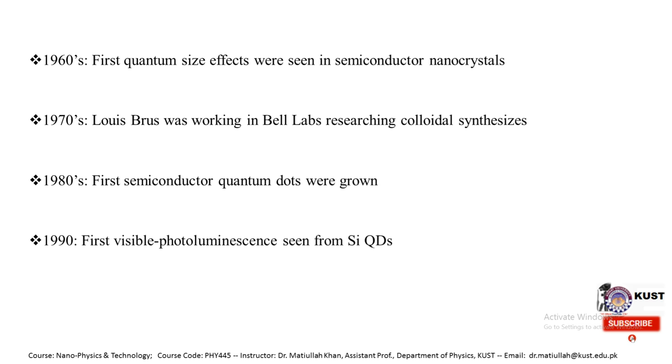So in 1960 the quantum size effect was found, that the properties of a material at quantum size are drastically changed from its bulk size. Furthermore, in the 1970s, Brus was working at Bell Laboratories on colloidal synthesis. Further development was made when the first semiconductor quantum dots were grown in the 1980s, and in the 1990s the first visible photoluminescence was seen from silicon quantum dots. In the visible regime, photoluminescence was observed from silicon quantum dots in 1990.